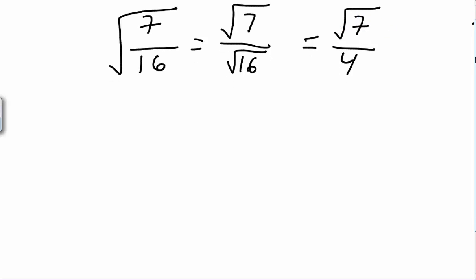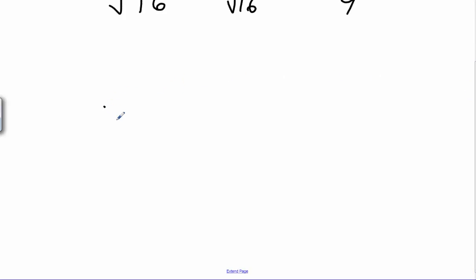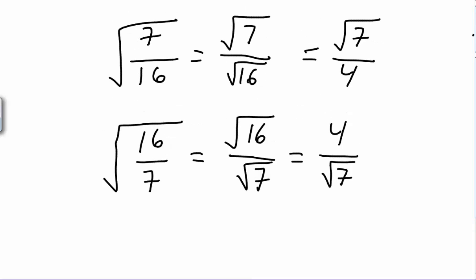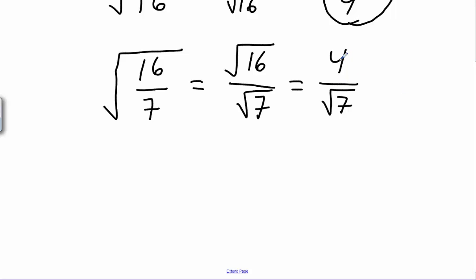But if we had the reciprocal, 16 over 7, it becomes the square root of 16 over the square root of 7, which turns into 4 over square root of 7. A lot of you guys are going to say this answer is cool, it's good, but sorry to burst your bubble, it's not. You're allowed to have a radical in the numerator, not allowed to have a radical in the denominator, okay? But don't fear, it's actually really easy to get rid of the square root of 7, okay?